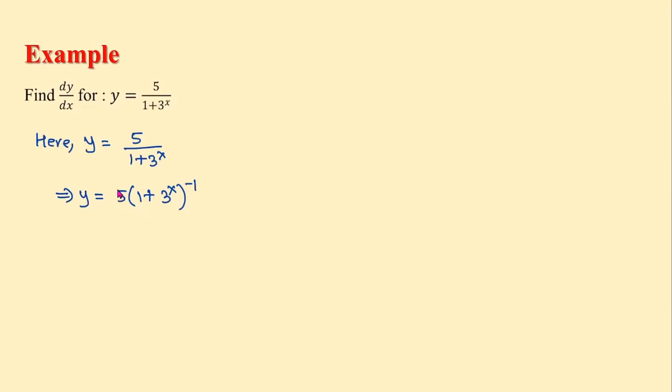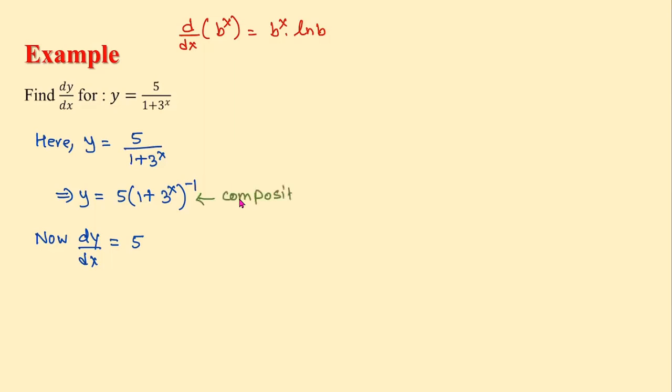Now, in order to find the derivative, 5 is a constant. For the power, we use the power rule. And for the inside function, because this is a composite function, you can see there is an exponent. So we have to use the exponent rule. So that is this one. The derivative with respect to x of b to the x is equal to b to the x multiplied by log b. That's our formula. So if we want to find the derivative, dy over dx is equal to 5, a constant, we can keep there. But this function, 1 plus 3 to the x raised to -1, is a composite function.